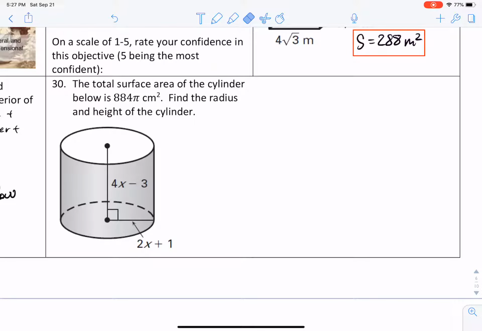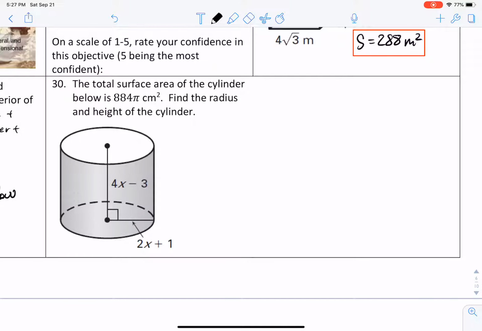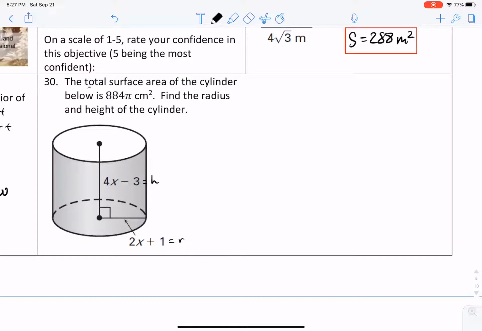The total surface area of the cylinder is 884 pi centimeters squared. Find the radius and the height of the cylinder. Okay, so our radius here is this expression 2x plus 1, and the 4x minus 3, that algebraic expression, is our height. So I'm going to start by, hey, this is total surface area.